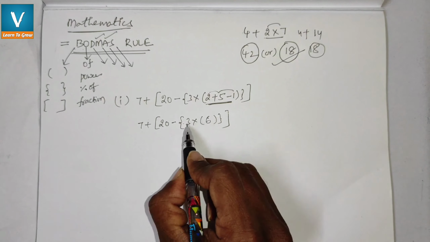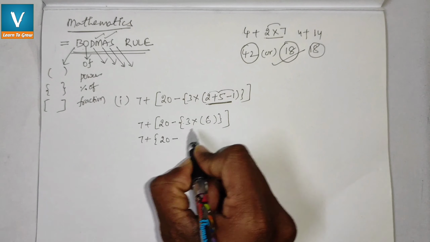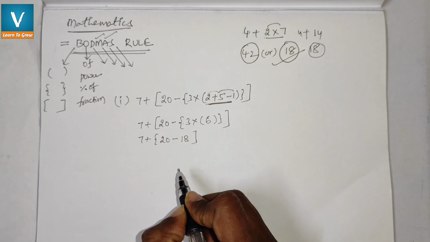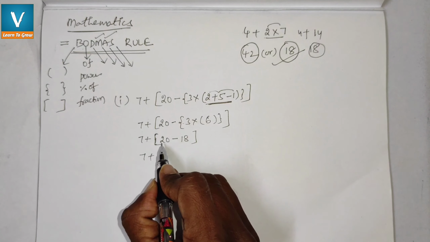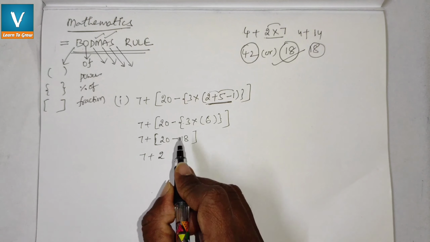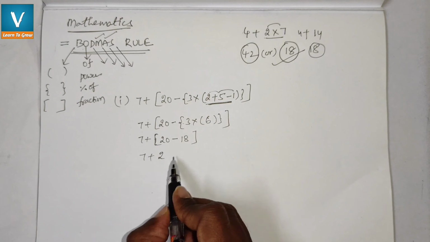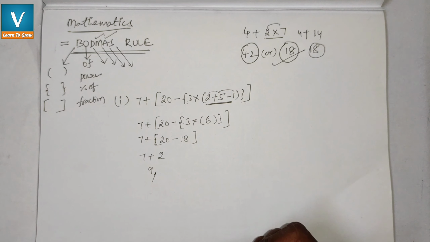Now we have to perform the curly brackets. So 7 plus 20 minus 3 sixes are 18. So the curly brackets are completed. Yes, these are square brackets. Now 7 plus, what do we have to perform? The square brackets. 20 minus 18 is 2. So we complete the total operation. Then in the last step we have to do addition. 7 plus 2 is 9. So the answer is 9.